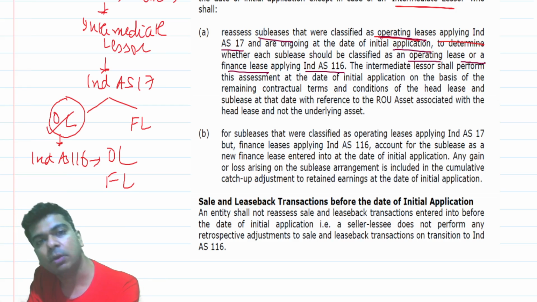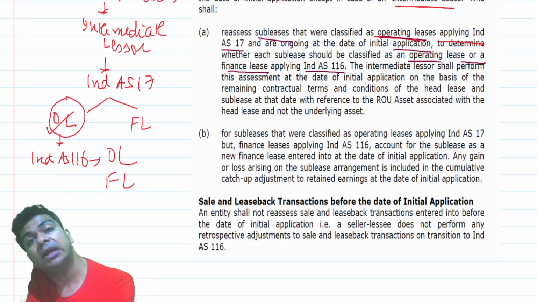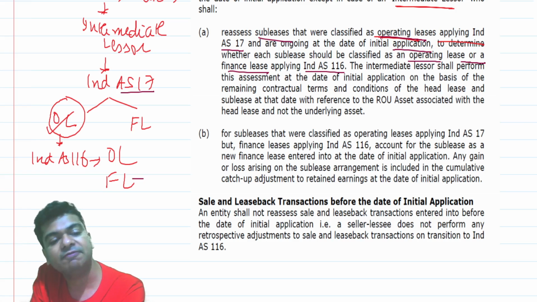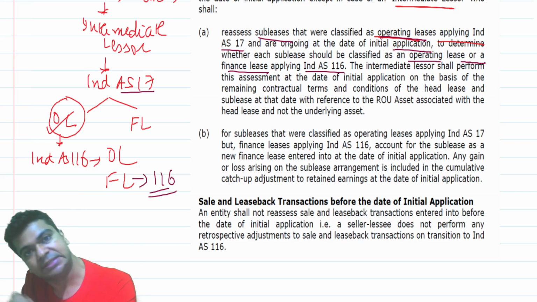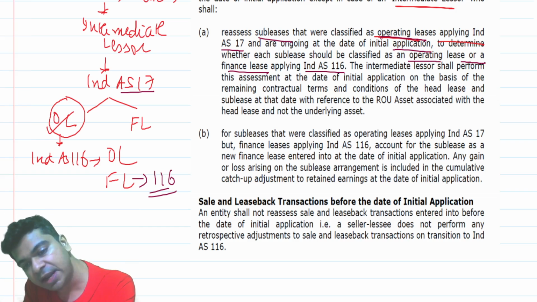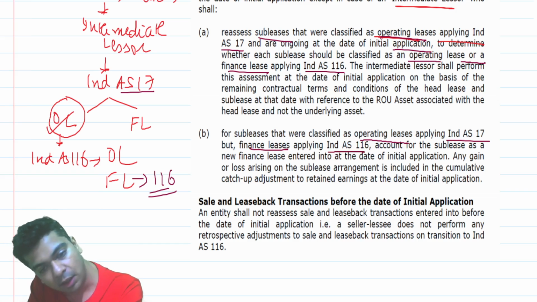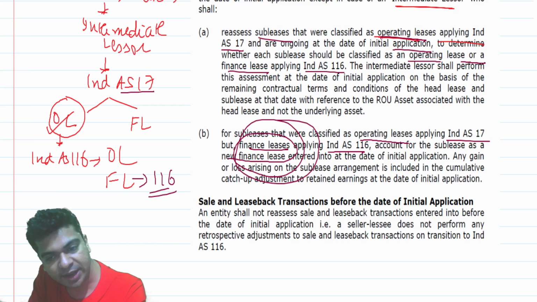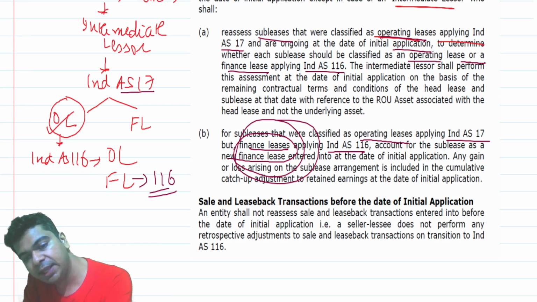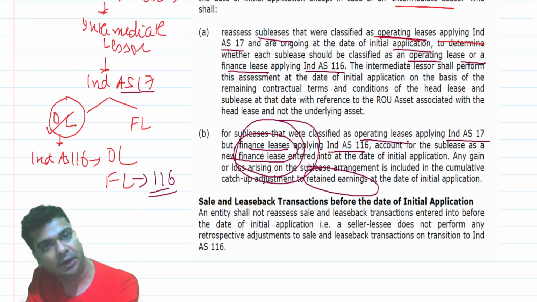If operating lease remains operating lease, no problem. But what if you had classified something as operating lease under Ind AS 17, but it is finance lease under Ind AS 116? Then consider this as a fresh lease. That's B. For subleases that were classified as operating lease applying Ind AS 17 but finance lease as per Ind AS 116, account for the sublease as a new finance lease. Okay, so new finance lease will be done. If there is any gain, any loss because of this, it should be transferred to retained earnings.